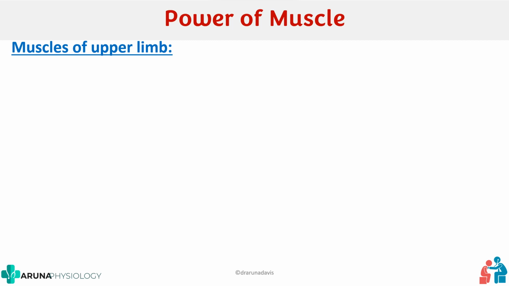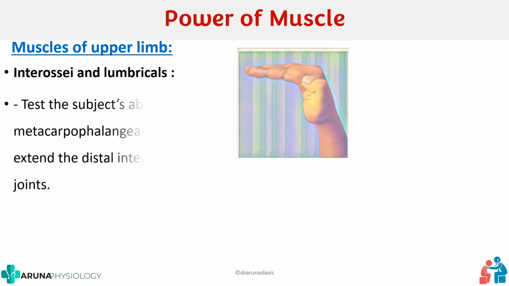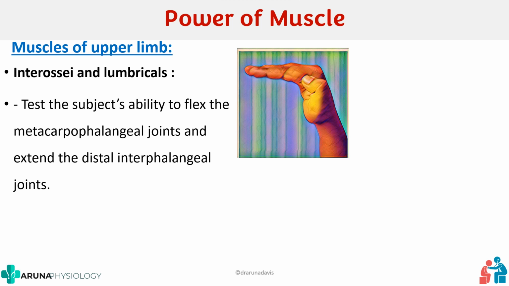Now the next group of muscles in the upper limb is the other interossei and the lumbricals. To test that, you can ask the subject to flex the metacarpophalangeal joint. Which is the metacarpophalangeal joint? This joint here. You can ask the subject to flex the metacarpophalangeal joint, whereas extend the distal interphalangeal joints. So this is one method by which you can examine the interossei and lumbricals.